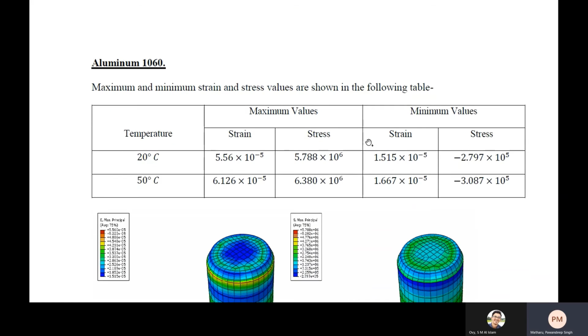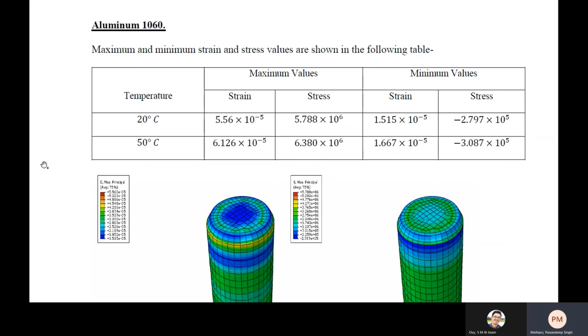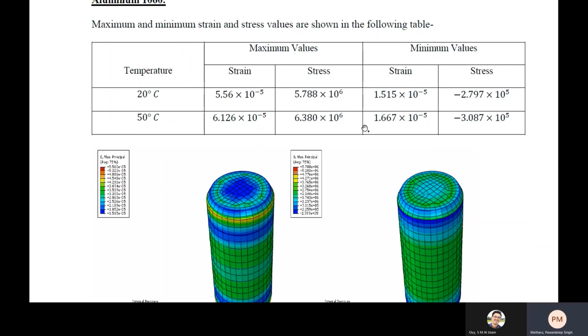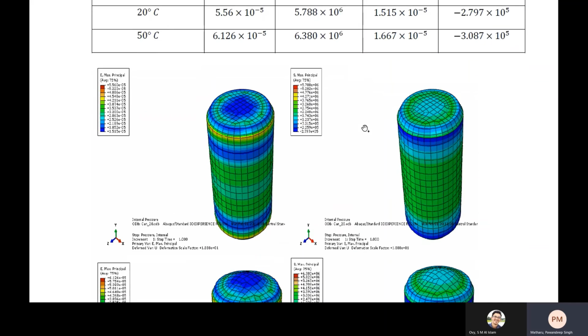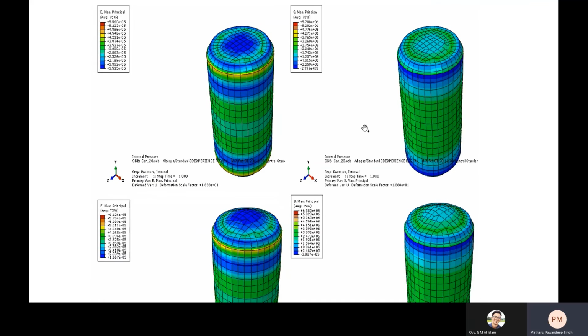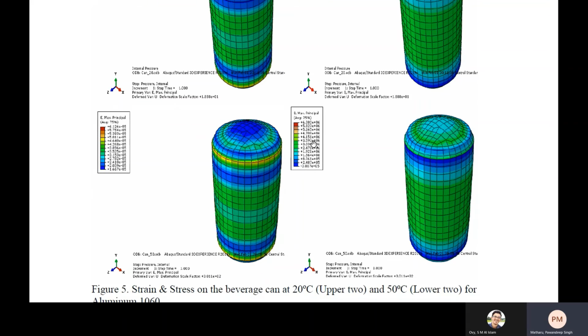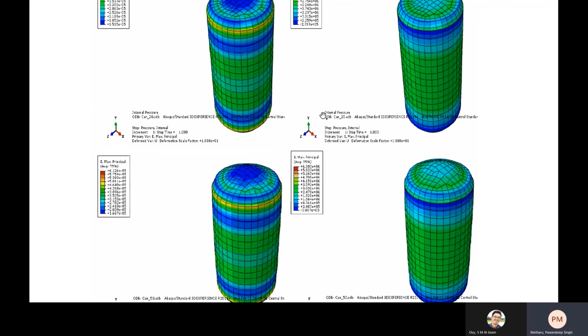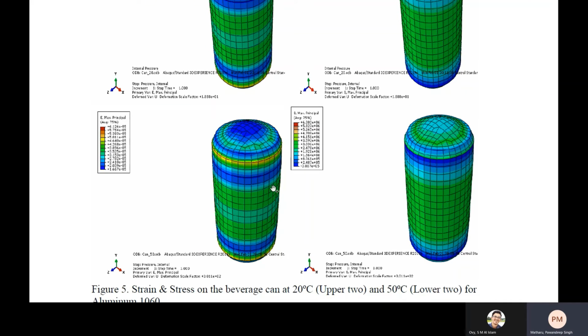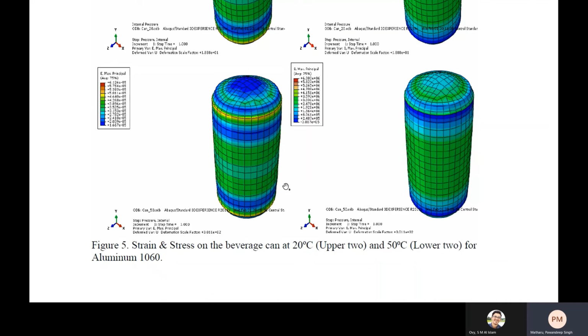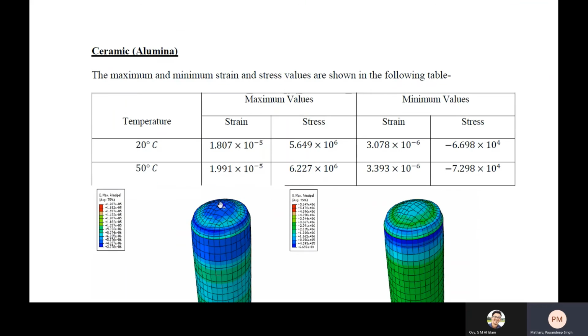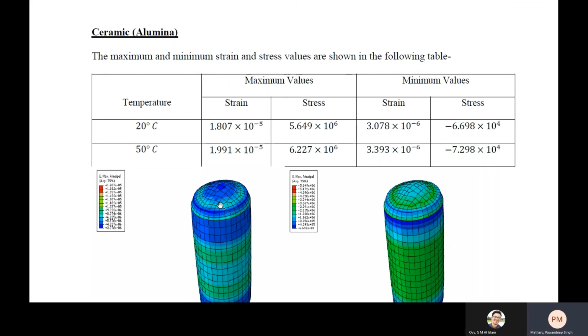Now for the results, we got these results for both the temperatures for the aluminium 1060 material, and here we are showing the respective contour plots of the aluminium 1060 can when it is under a loading of 250 kilopascal for the above two, and for 275 kilopascal at 50 degrees for the lower two figures. So now I would request my teammate Ovi to speak on the rest of the part.